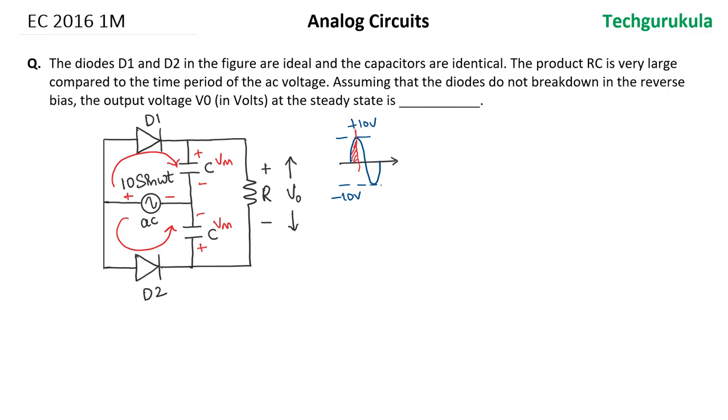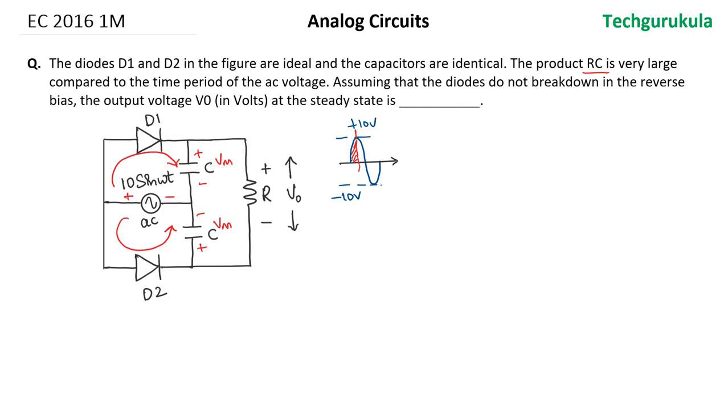Hence the conduction of the diodes is present only for the quarter of the cycle, and afterwards the voltage across the capacitors would remain same. But of course we can think of the discharge of the capacitor through the resistor, but they have given already that the RC value is very large compared to the time period. So hence we can neglect the droop that will happen because of the discharge. Hence we can fairly assume that the voltage across the capacitors will remain Vm.